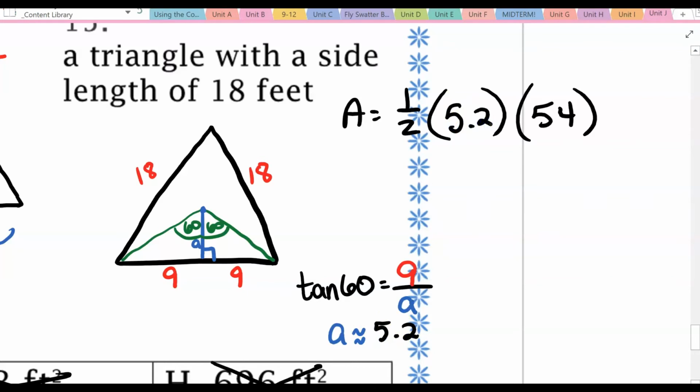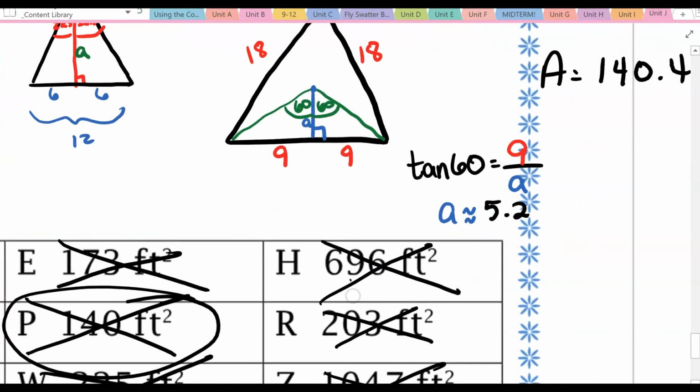So 5.2 times the half times 54 gives me 140.4 feet squared, which is approximately 140 feet squared like we saw down here for P.